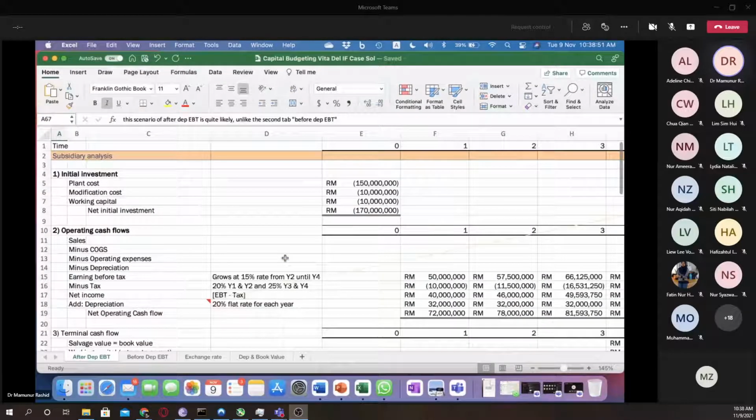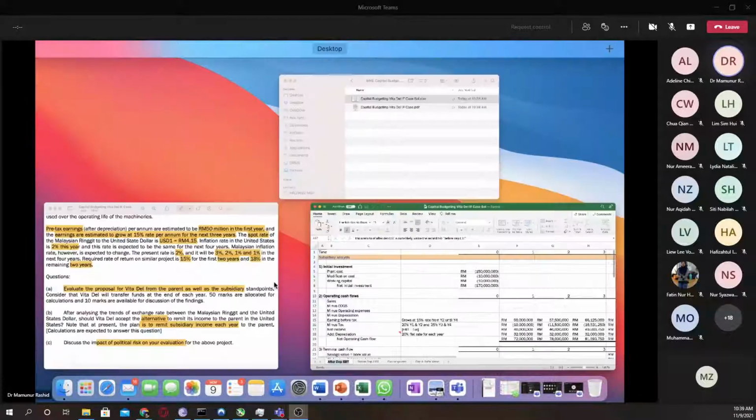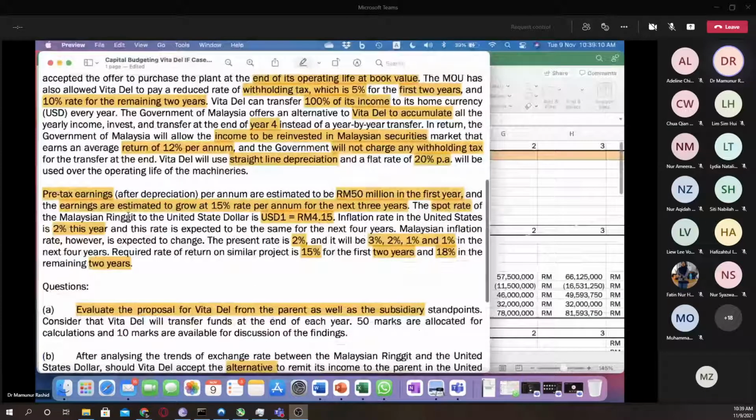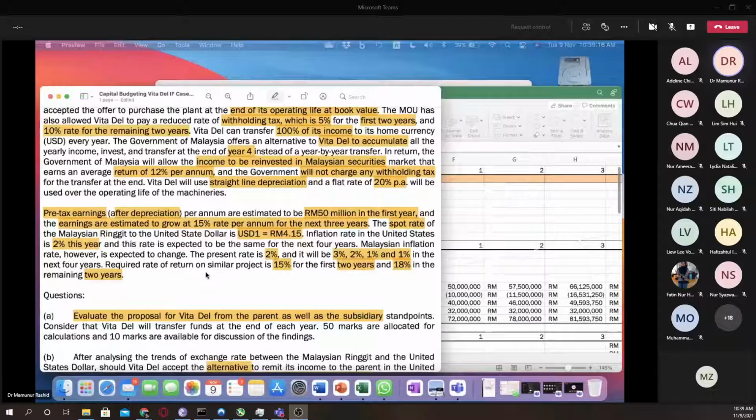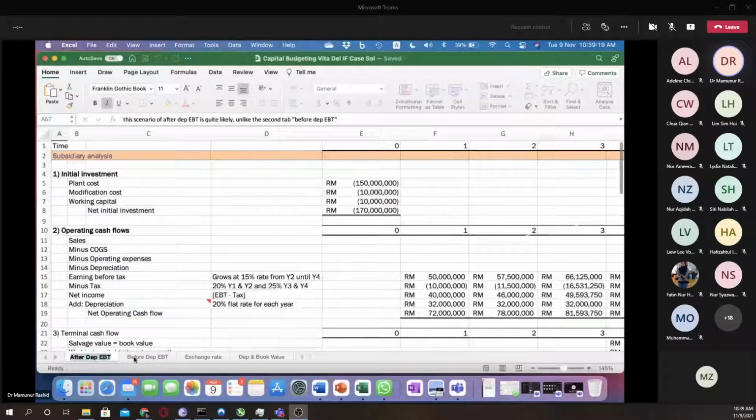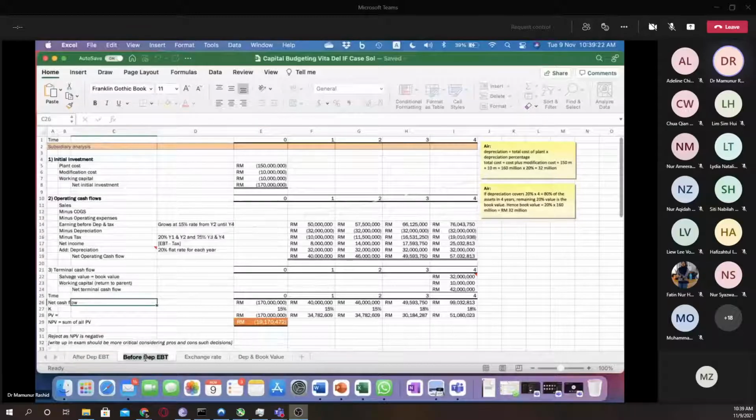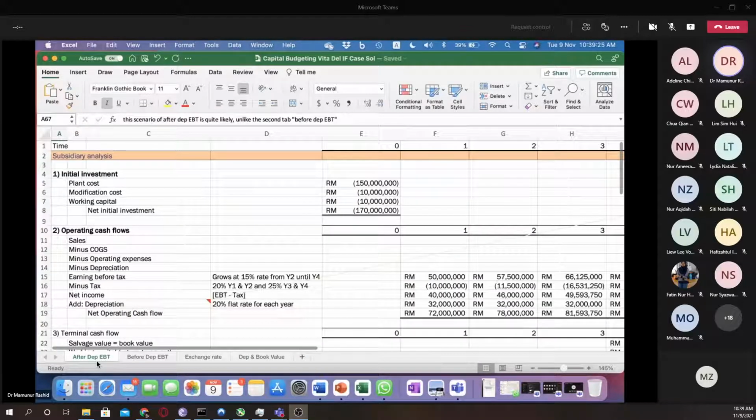Okay, now here I have shown you both. The first tab is after depreciation EBT. According to our example, pre-tax earnings is after depreciation. Okay, so I have shown you both. I have shown you after depreciation, I have shown you before depreciation. I will do only after depreciation in the class. You can later on go through the before depreciation one. Okay, let's go one by one.